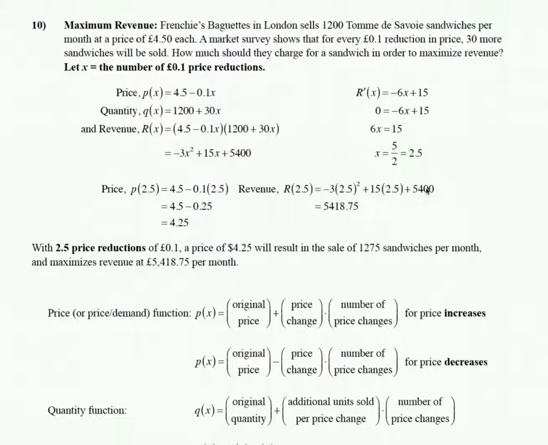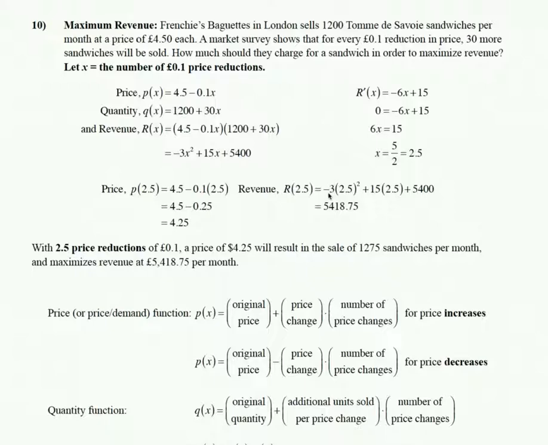So you substitute 2.5 into the price function we have up here, the price function we determined from the information and this equation. And so we have an x here, so we substitute in 2.5. 0.1 times 2.5 is 0.25, and you subtract that from 4.5, and the new price should be 4¼ pounds.